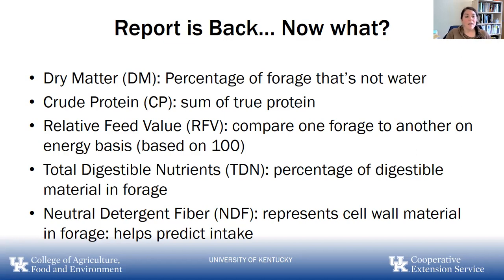The next thing is neutral detergent fiber, which is NDF. This is another important number that we look at because it represents cell wall material in the forage. While there are a lot of scientific numbers that go into how that's developed, it does help predict intake. That's what's important to us: we can use that number to help predict intake. We'll do an example of that here shortly.